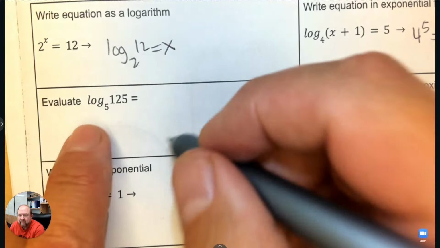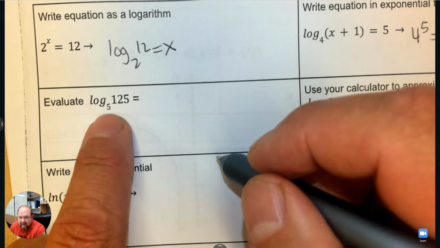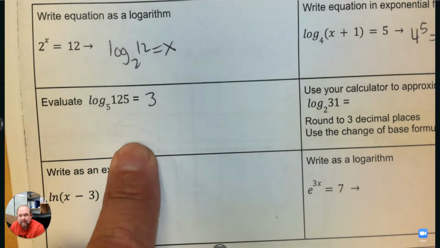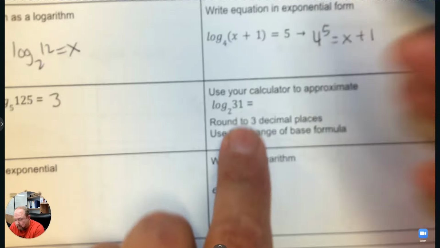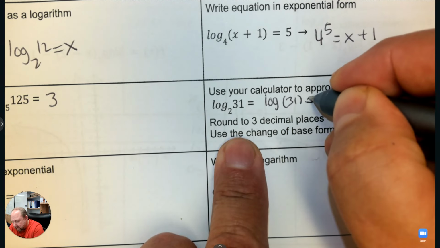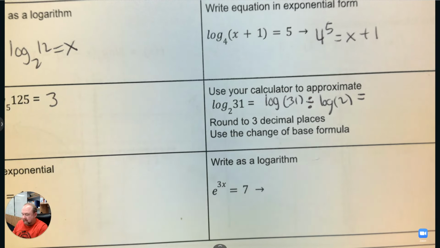Again, try to press pause. Can you evaluate a logarithm? So what exponent is missing here? 5 to what exponent is 125? So that answer is 3. Can you use your calculator? What would you type in your calculator? So we're going to type log 31 divided by log 2. And then use your calculator to do that.